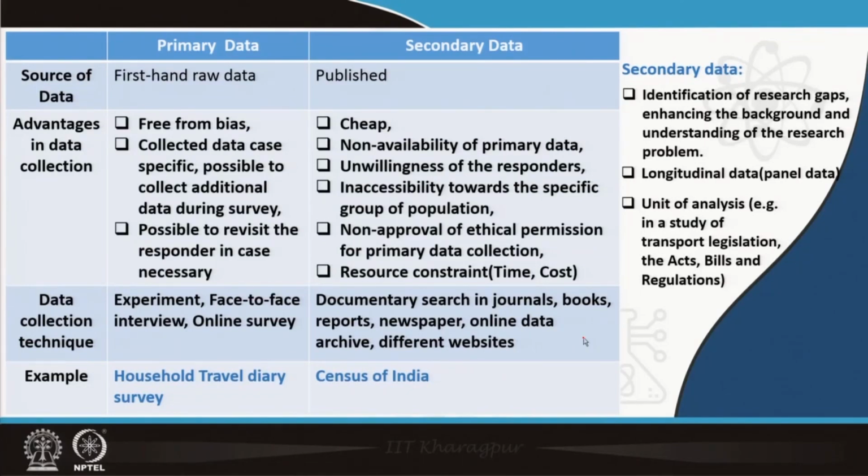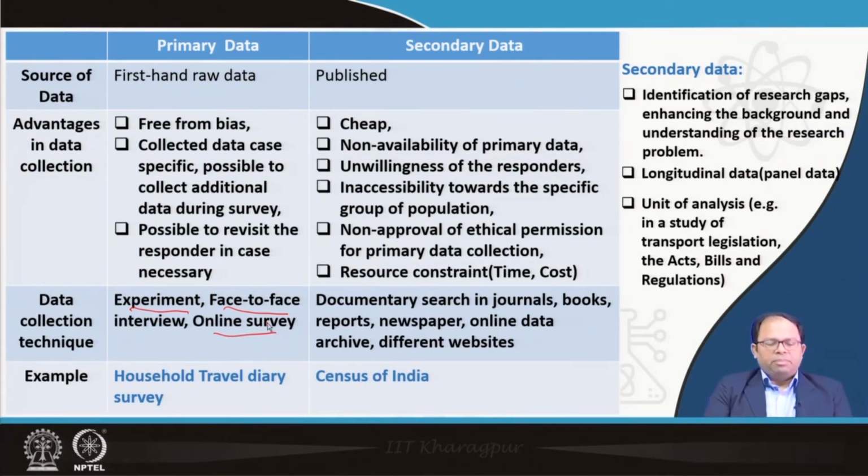So data could be collected from both primary and secondary sources, and accordingly they are called primary data and secondary data. Primary data is collected first hand. It's raw data that is collected directly, either through experiments, face-to-face interviews, or even through online surveys. So we directly collect this data, and one good example is of course the household travel diary survey.